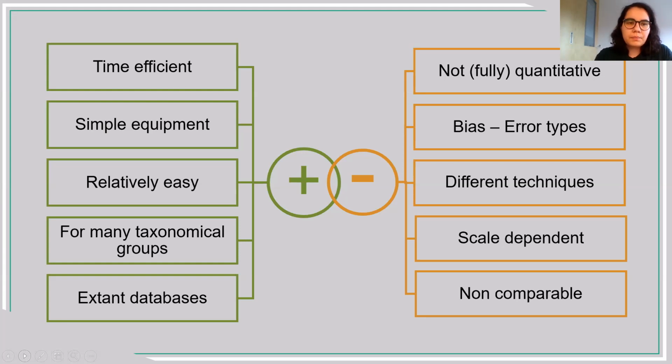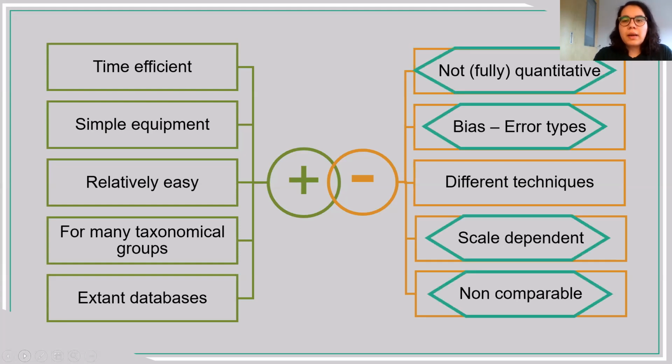What our new methodology hopes to solve is, first of all, by being fully quantitative, it minimizes the bias error types, and it is scale independent since it uses a Procrustes analysis for the cusp shapes, which makes it comparable and able to maybe be used with different techniques and then combine the data from all of them.